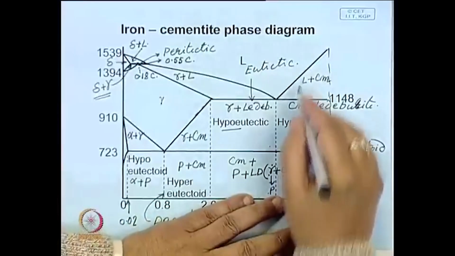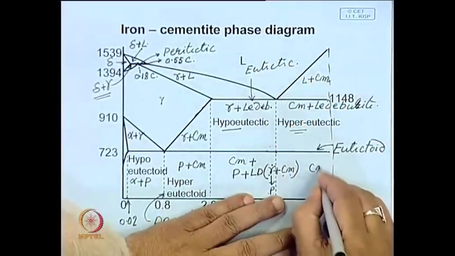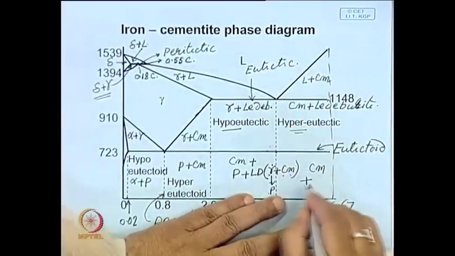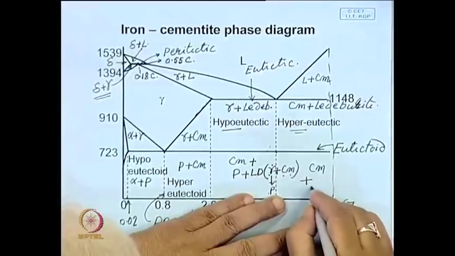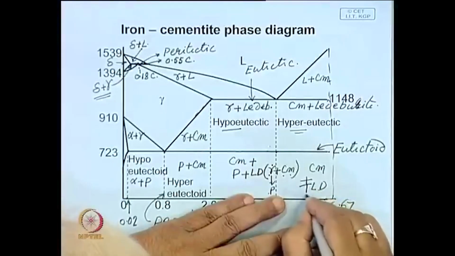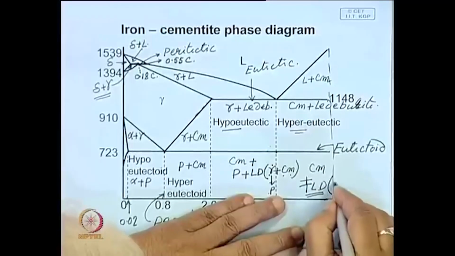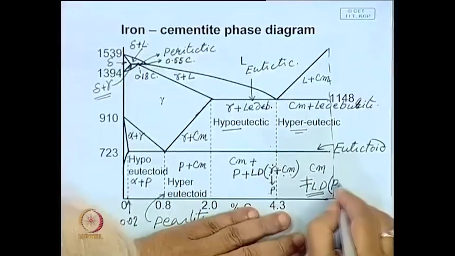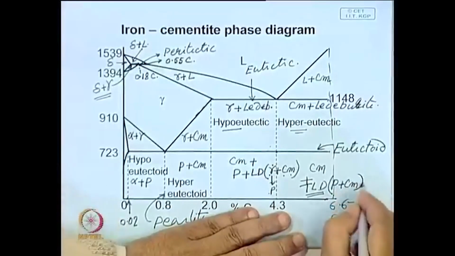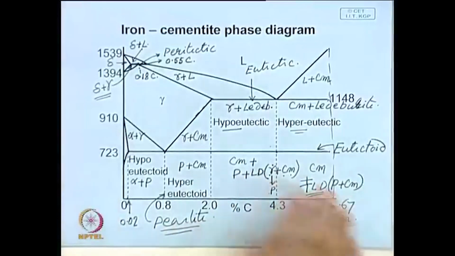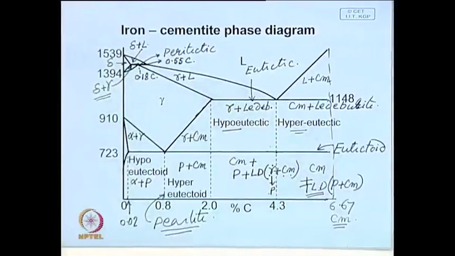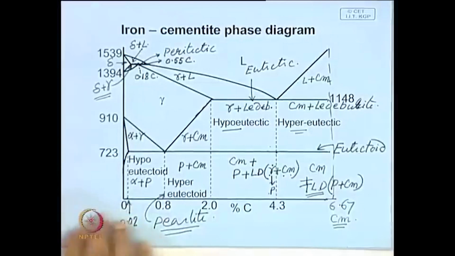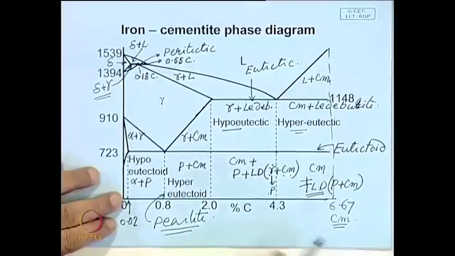Similarly, on this side you will have cementite, and then you will have ledeburite, which is transformed ledeburite, which will be made up of pearlite plus cementite. So, this diagram therefore gives you a picture of what type of structure you are likely to get at room temperature in an iron carbon alloy.